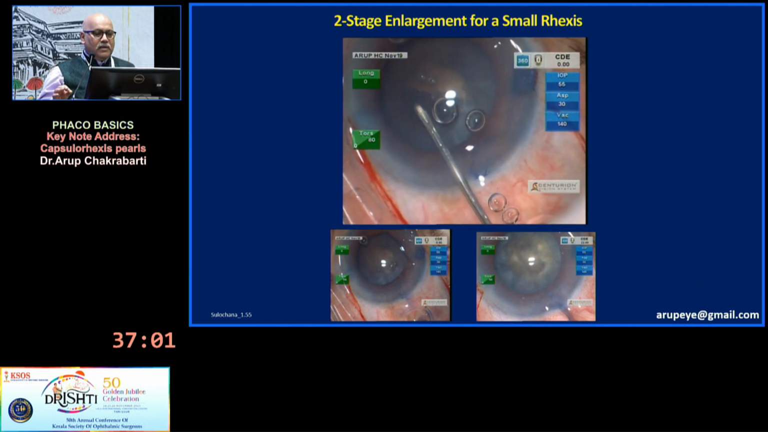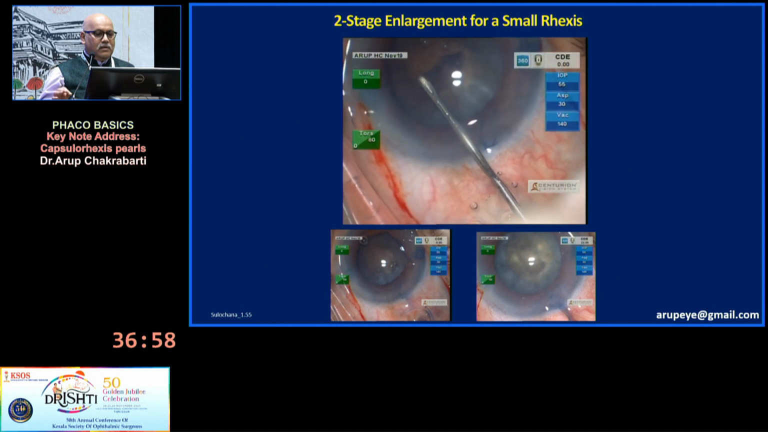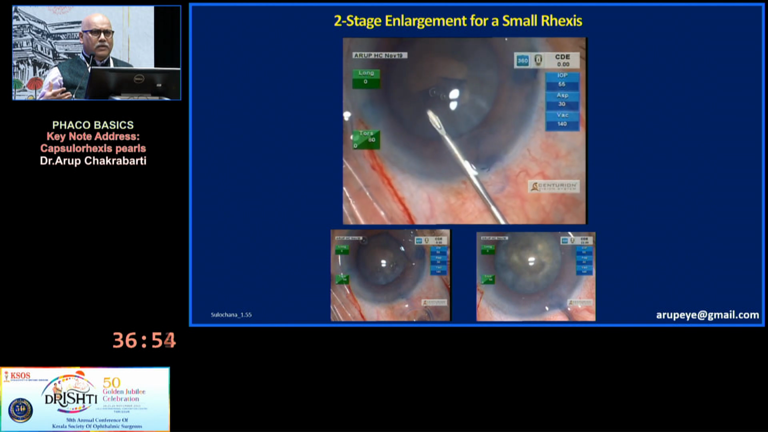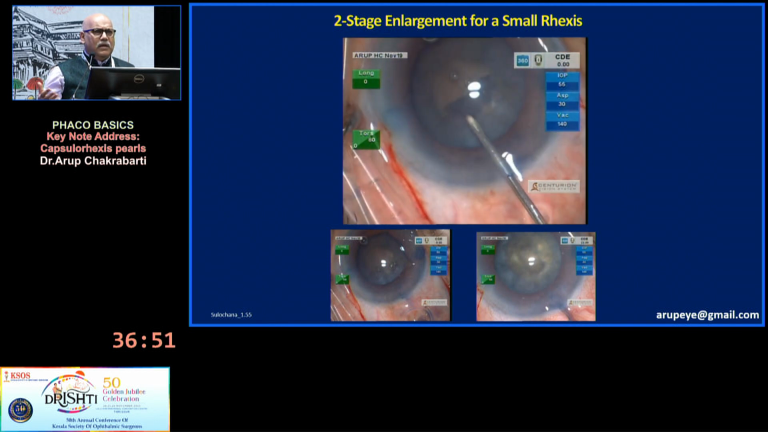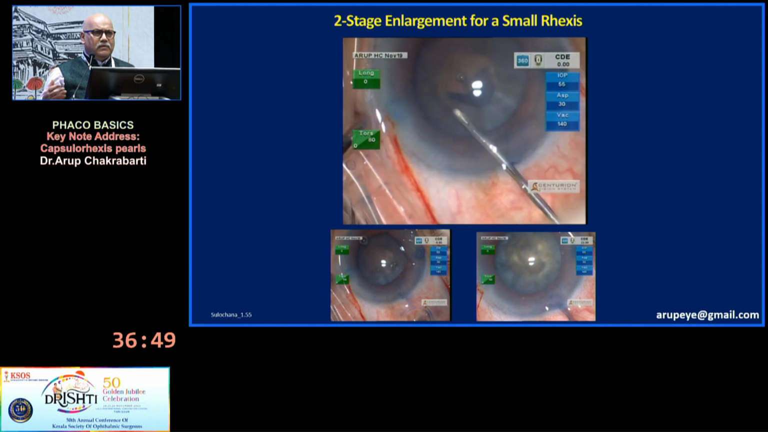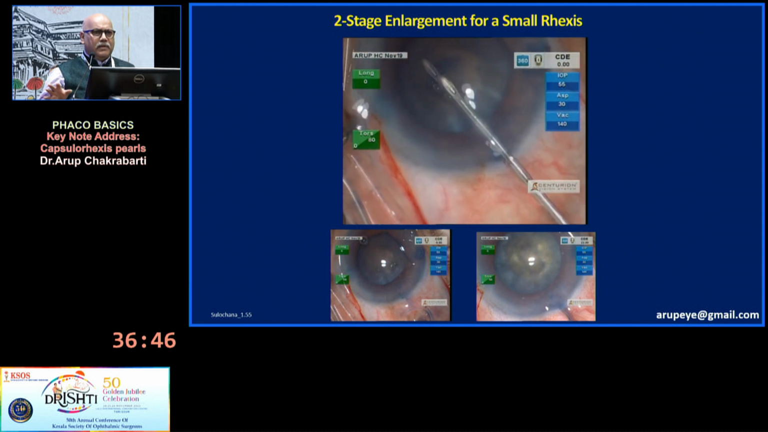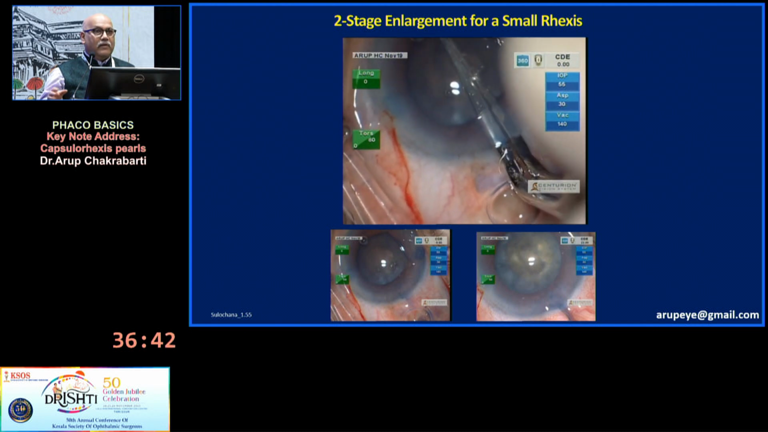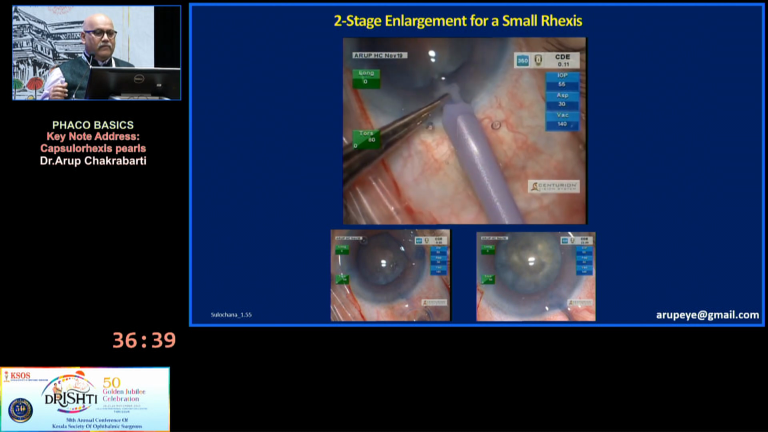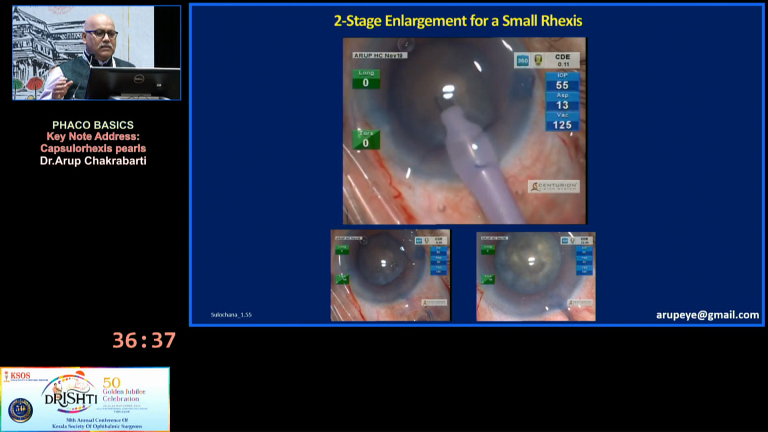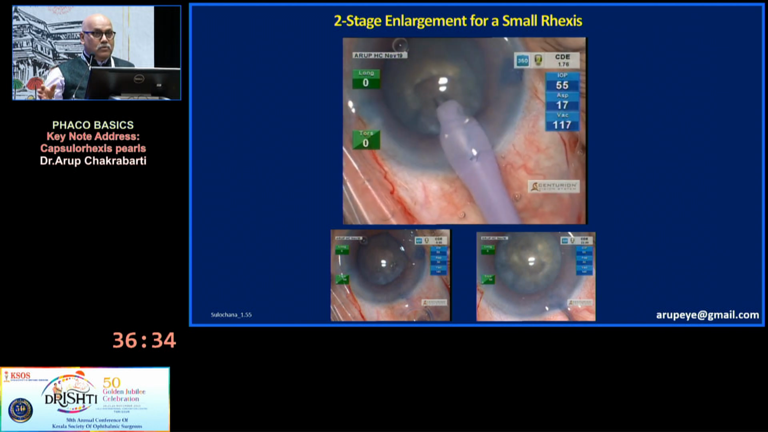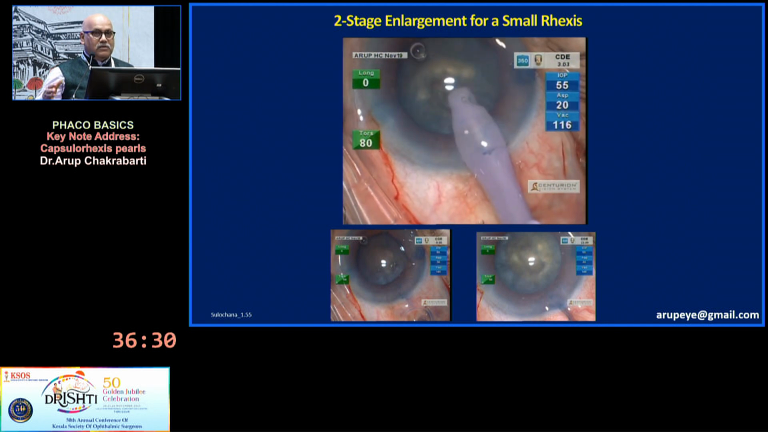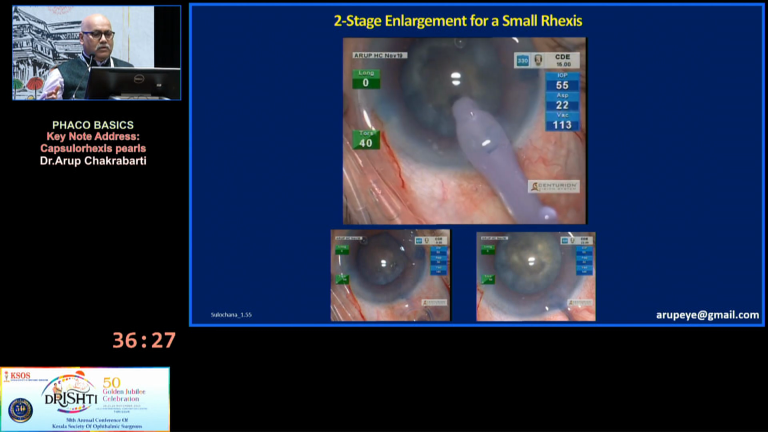Now I need to make a larger opening here. The eye was extremely hard. So if I inject a cohesive OVD into the eye, it becomes very hard, and there is always a possibility of uveal tissue prolapsing through the paracentesis tract or the main incision. I needed a larger rhexis, about 5.5 to 6 millimeters. So I decided that I would not take the other recourse, like pars plana vitrectomy to soften the eye, because it was a total cataract and I would not have seen what the phaco tip was doing.